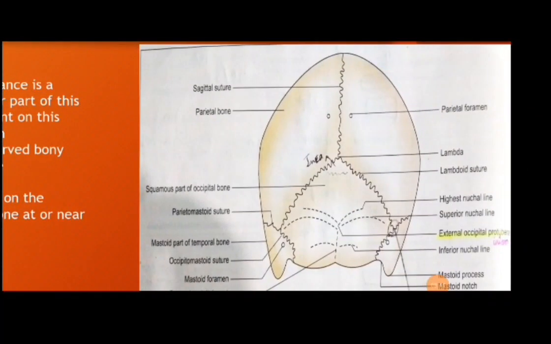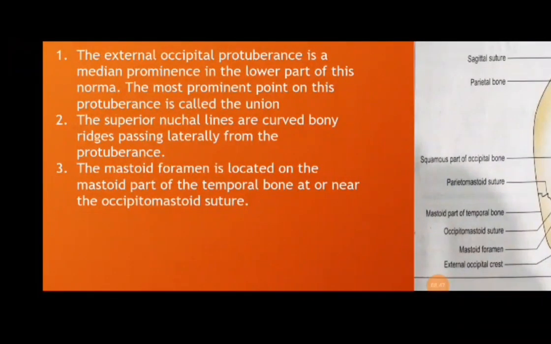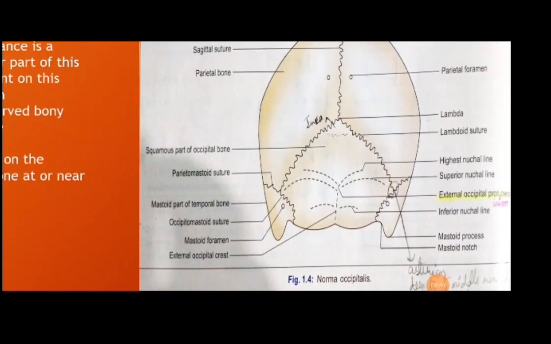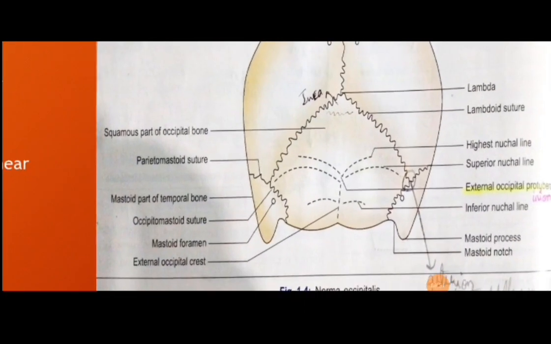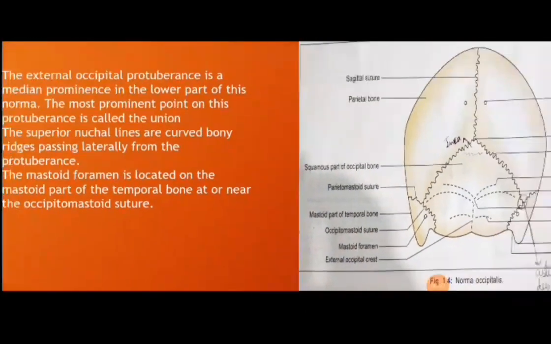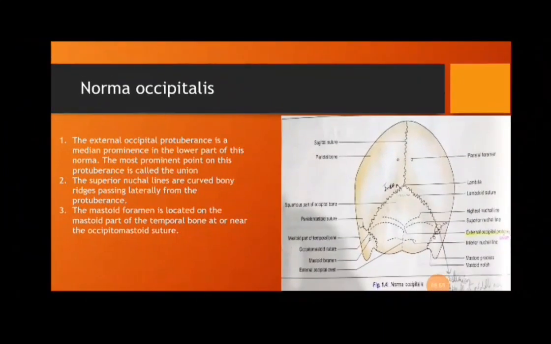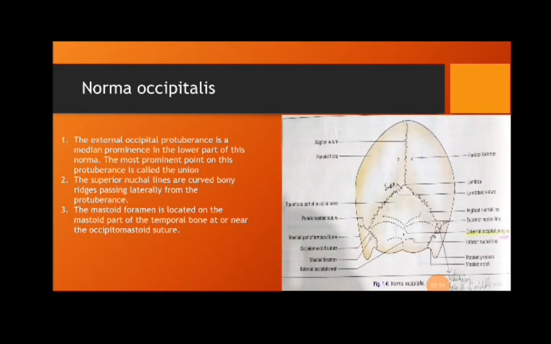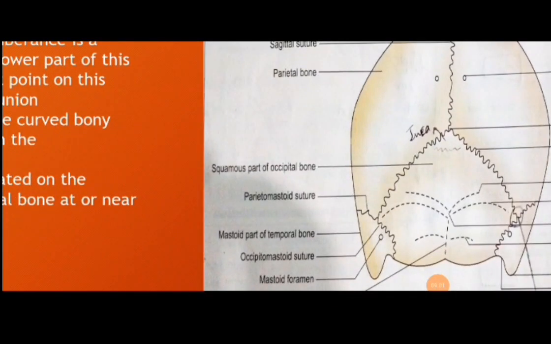Then the mastoid foramen is located on the mastoid part of the temporal bone at or near the occipitomastoid suture. Okay, mastoid foramen. You can see here the mastoid foramen. It is located on the mastoid part of the temporal bone near the occipitomastoid suture. Okay, this is the occipitomastoid suture.